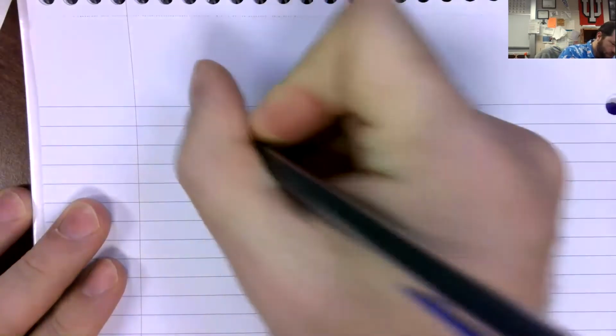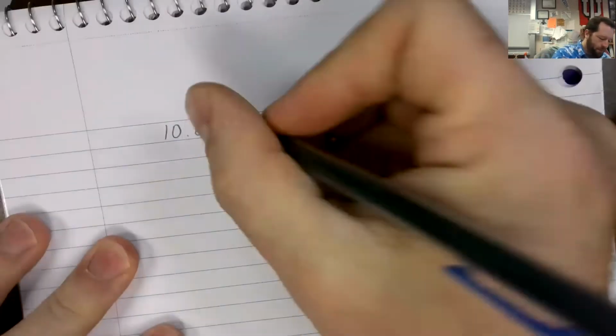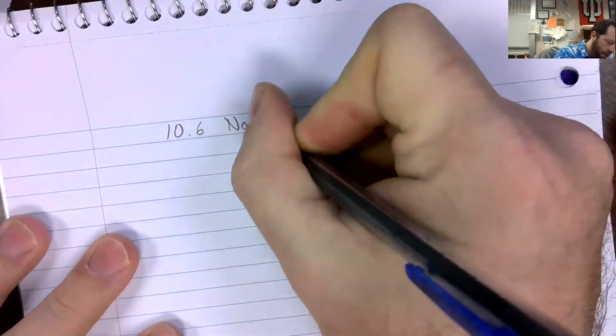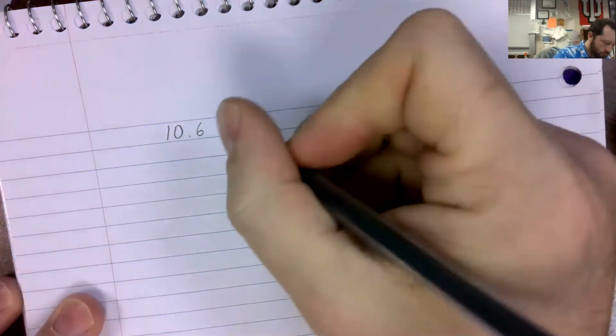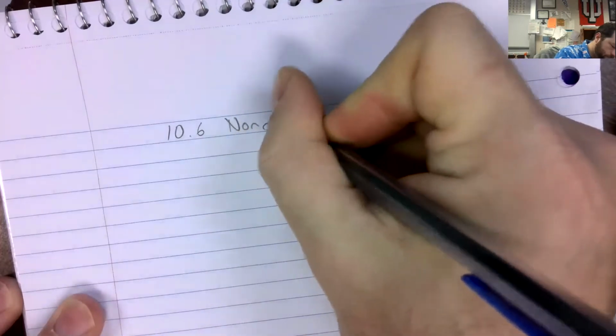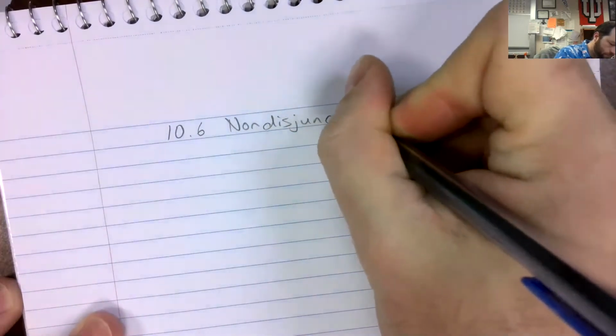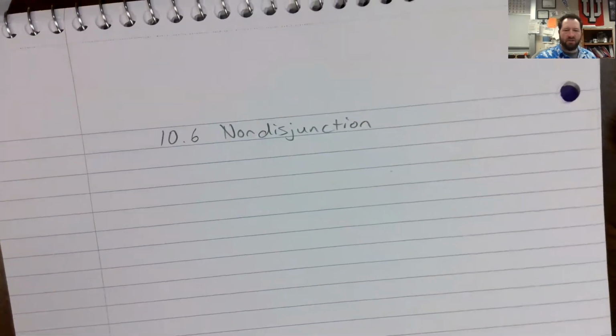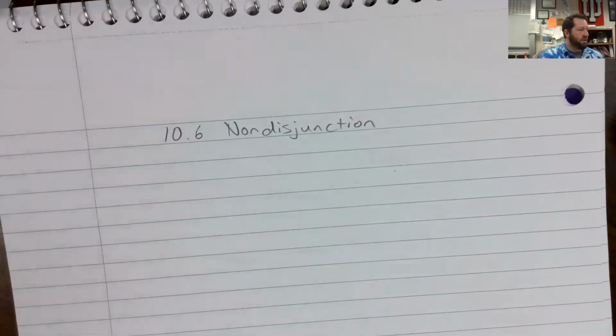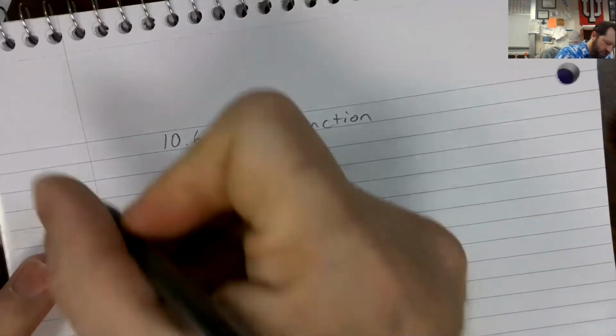All right. Oops, forgot what unit we're on here. What was our last one called? 10.5. So this is 10.6. This is our last unit and last chapter in unit 10. And what we're talking about today is called non-disjunction. It's a topic of conversation today.